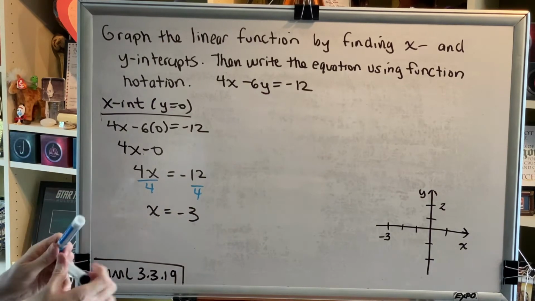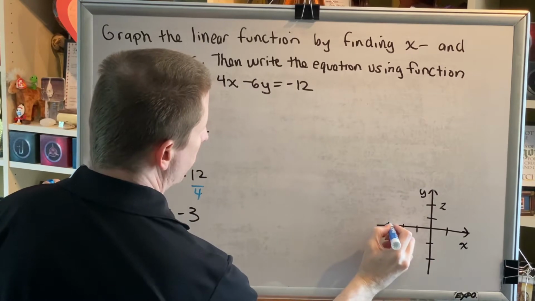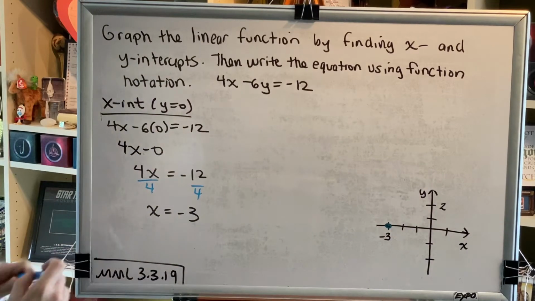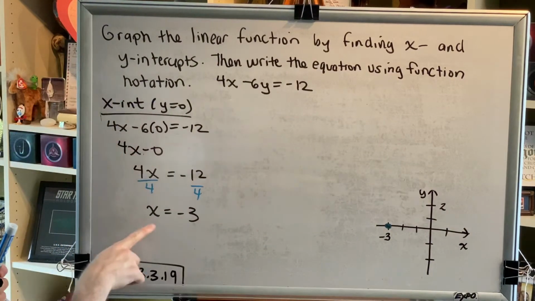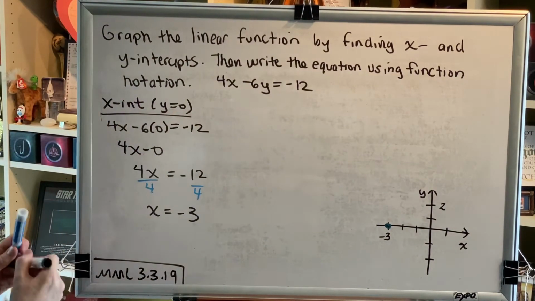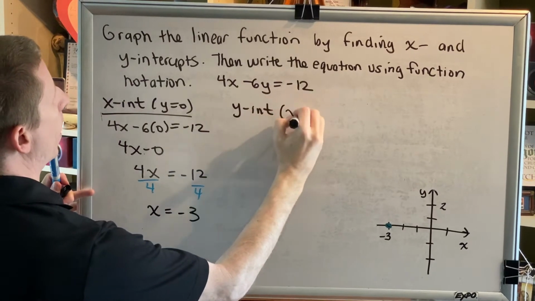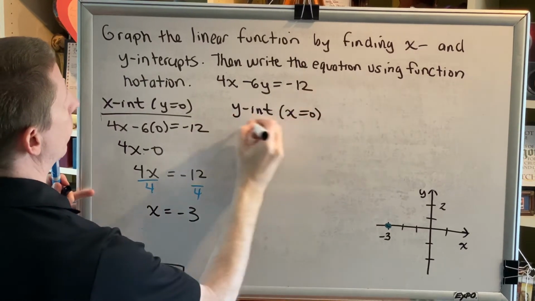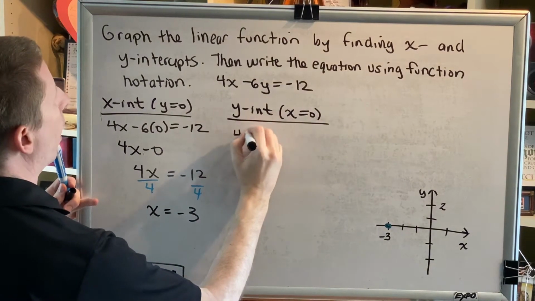This gives us our first point to plot on our graph. The x-intercept is negative 3. Notice that this is the ordered pair negative 3, 0, because x is negative 3 and y is 0. Next, the y-intercept. A y-intercept has an x-coordinate of 0. So we replace x with 0 in the equation and solve for y.